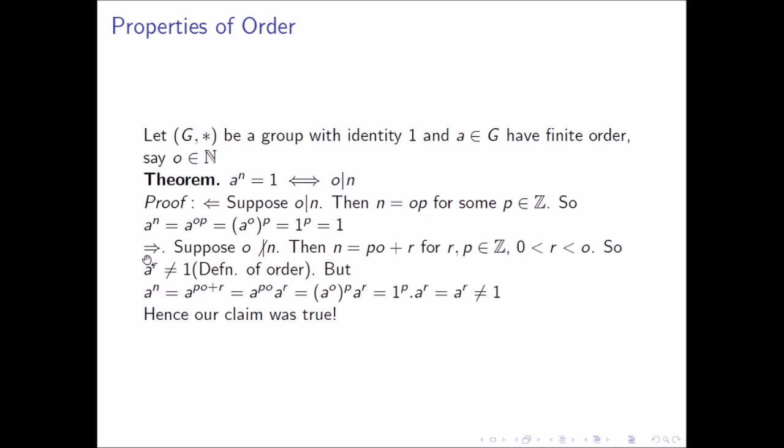Suppose o does not divide n. What we are doing over here is not proving that a power n equal to 1 implies the order divides n. That could have been proven, but we are doing something else, an equivalent statement, the contrapositive. That is, if o does not divide n, then a power n is not equal to 1. The concept of contrapositive must be known to you, and it's very important in mathematics. So just go through this proof, it's not difficult.